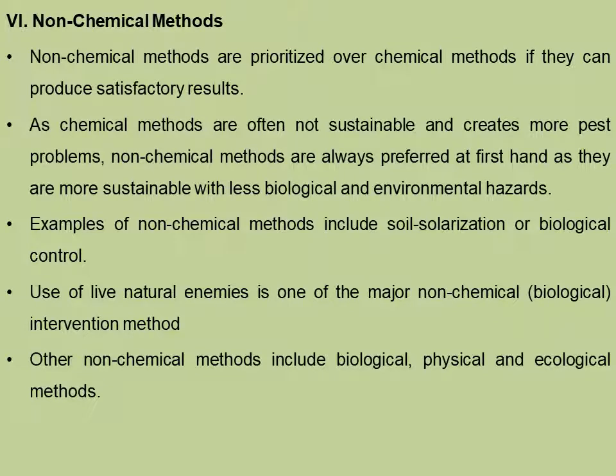Non-chemical methods are prioritized over chemical methods if they can produce satisfactory results. As chemical methods are often not sustainable and create more pest problems, non-chemical methods are always preferred at first hand, as they are more sustainable and less biologically and environmentally hazardous. Examples of non-chemical methods include soil solarization or biological control method. Use of live natural enemies is one of the major non-chemical, that is, biological intervention methods. Other non-chemical methods include biological, physical, and ecological methods.